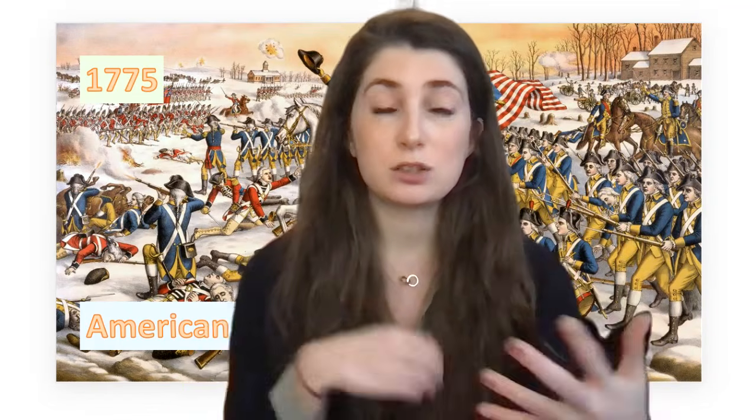And if we move forward in time to 1775, we have the beginning of the American Revolution, led by George Washington, who leads the Continental Army against the British. This is primarily because people have started to view their identity as American rather than British.